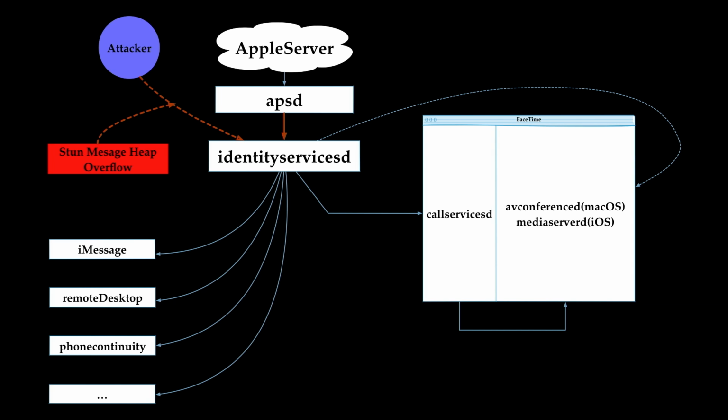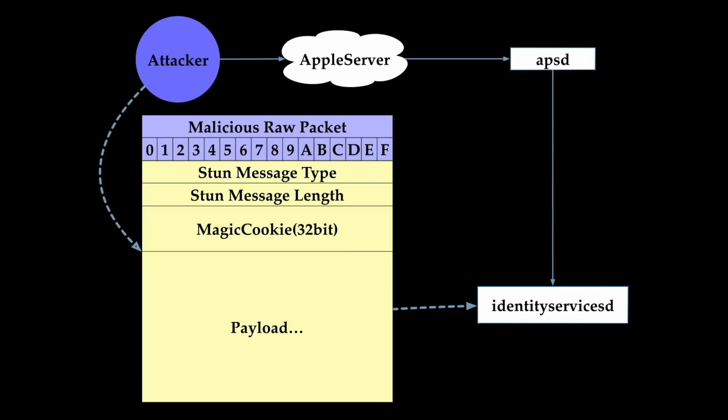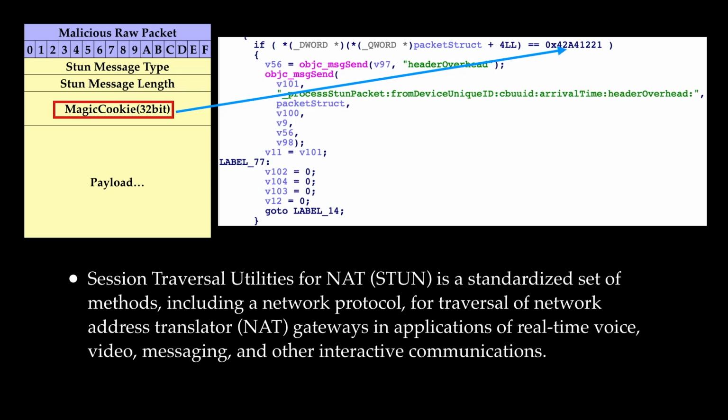Tor already mentioned that IdentityServicesD is responsible for handling a kind of message called stem message. And IdentityServicesD identifies that kind of message by magic number matching. So if you just drop a UDP packet and at offset 4 you put a magic number like 42A4, blah, blah, blah, it will trigger the stem message parser.